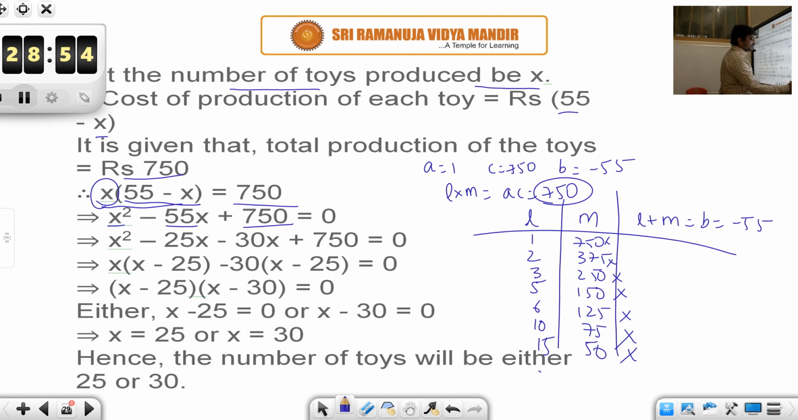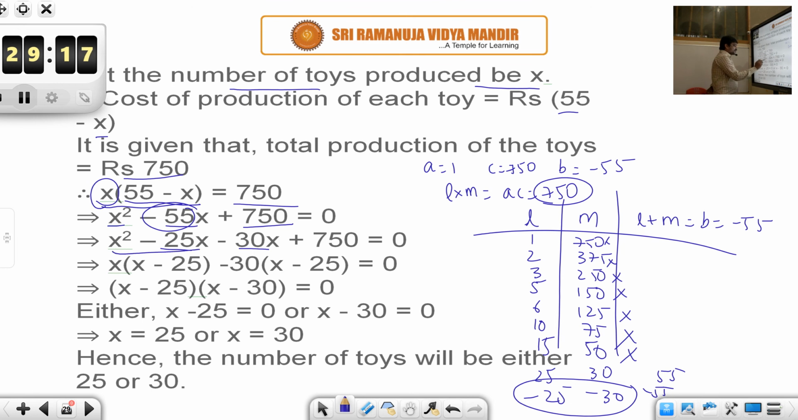And then what about 25? Check with 25 and 30. The sum would be 55, isn't it? So choose minus 25 and minus 30. So the sum would be minus 55. Okay. So the right combination is minus 25 and minus 30. So express the middle term as minus 25x minus 30x, and then take x common. So x into x minus 25, minus 30 into x minus 25, and then take x minus 25 common from both of these. So you will be left with x minus 30.